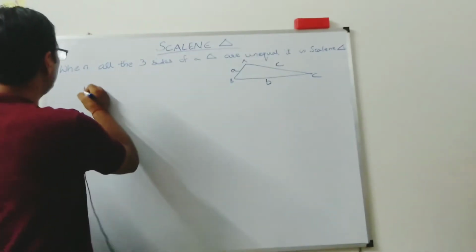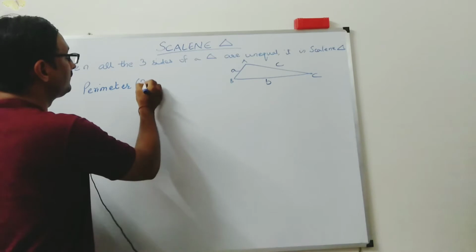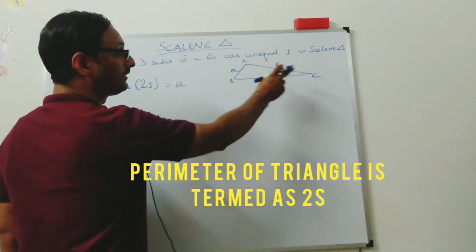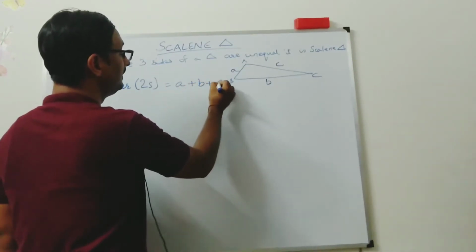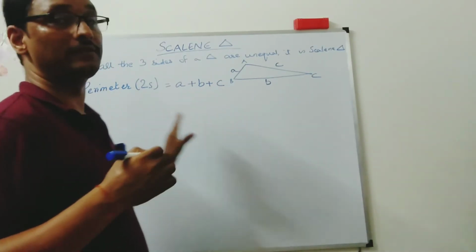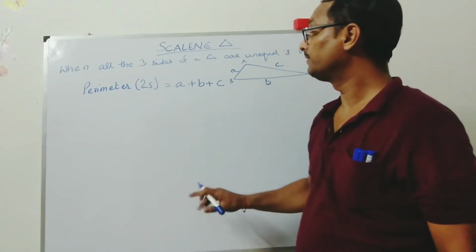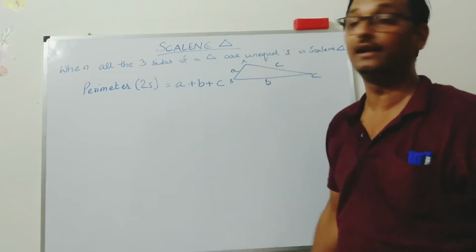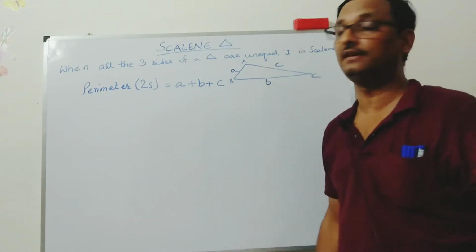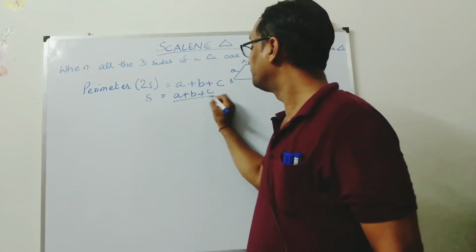So I need to find out the perimeter of this. Perimeter of a scalene triangle is termed as 2S, the sum of all the sides, A plus B plus C. 2S is equal to A plus B plus C. Why am I mentioning this 2S? Because to find out the area of a scalene triangle, you need the help of this S. So if 2S is A plus B plus C, then S is equal to A plus B plus C by 2.